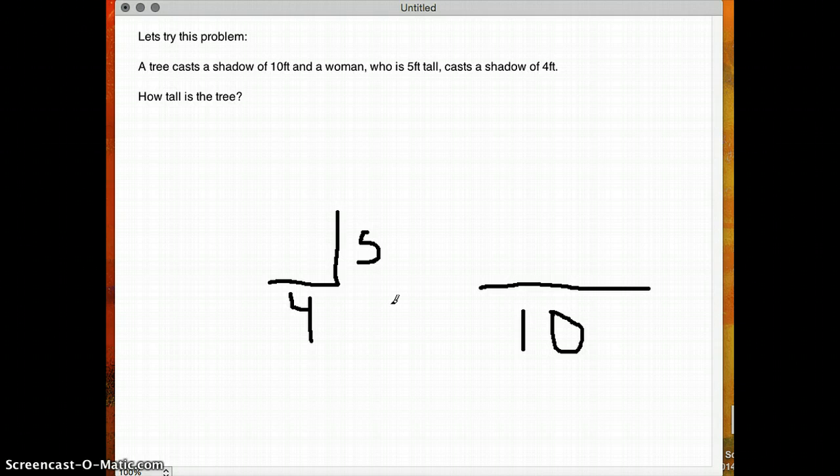Well, we can start by noticing that 10, which is the tree's shadow, is 2.5 times the length of the woman's shadow. So if we want to make these triangles and assume they are similar figures, we would then take 5, multiply it by 2.5 to see how tall the tree is, which would give us a height of 12.5 feet for the tree.